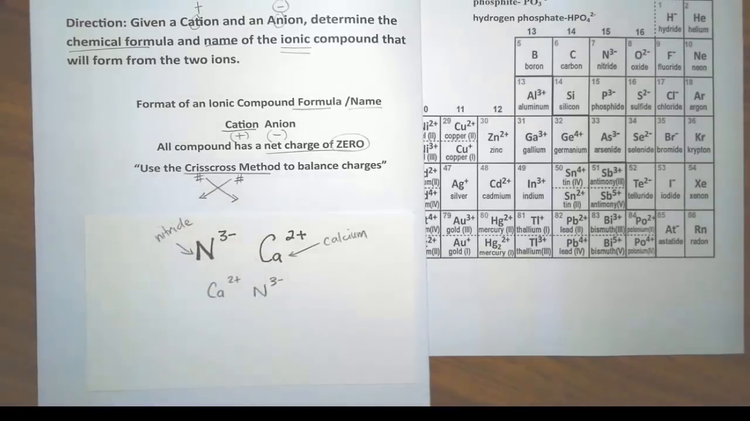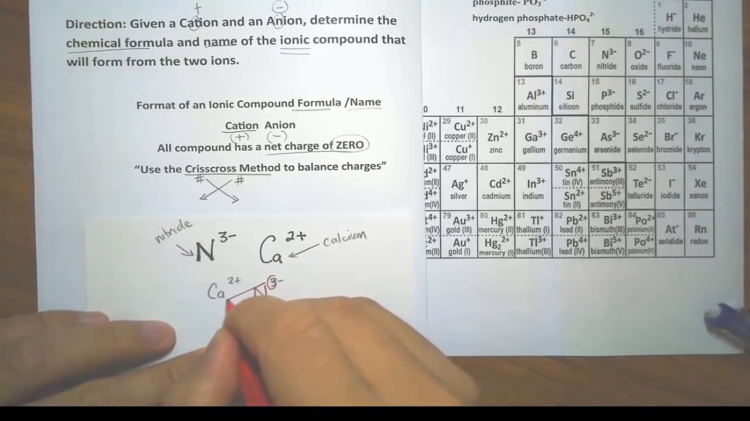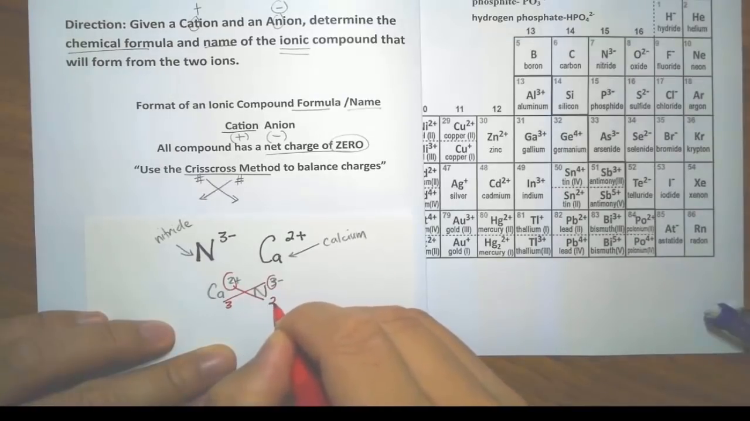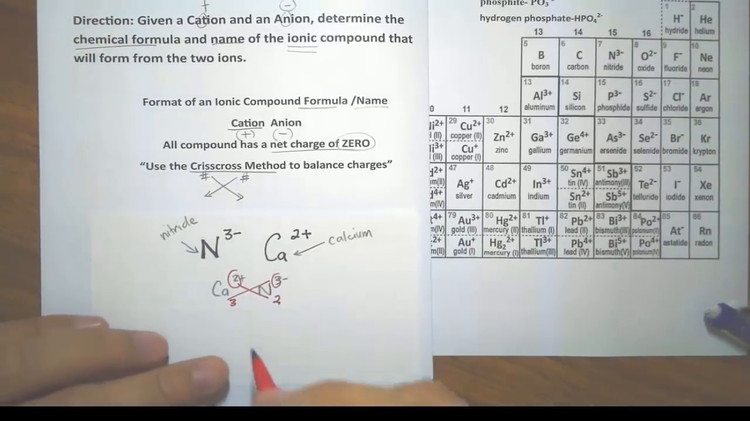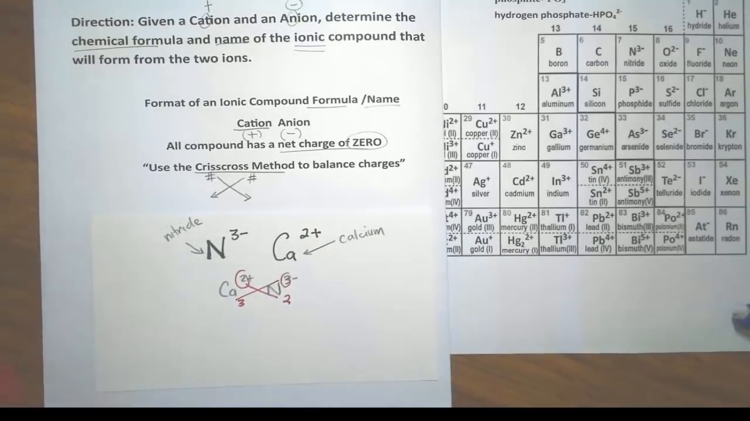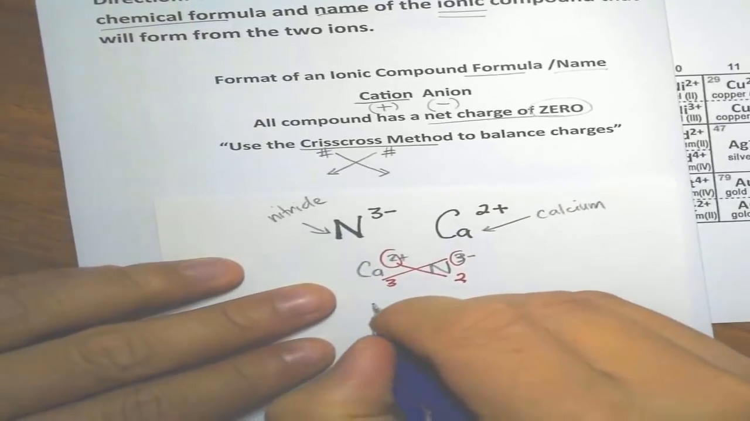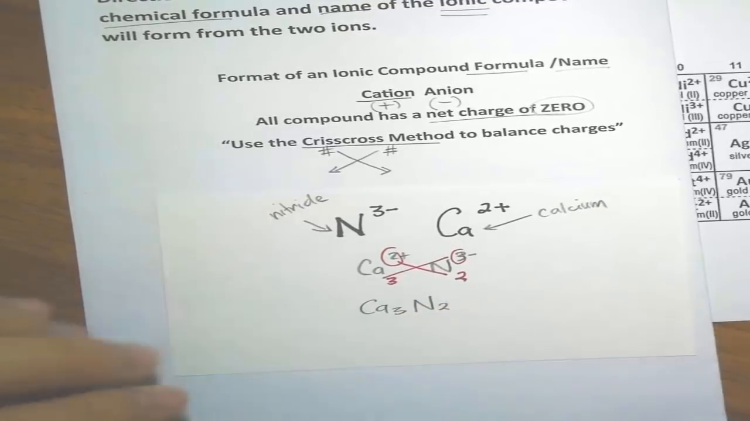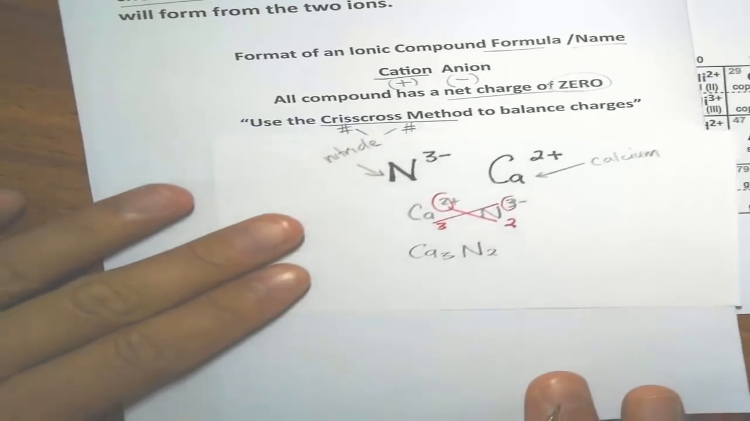And we're going to use the crisscross method where we're only going to carry down the number. So to carry down the number, that's a 3, and that 2 represents the number of nitrogen. And that 2 right here represents the number of nitrogen. So what we're going to have is this: Ca3N2. Now let's prove that this technique actually works.